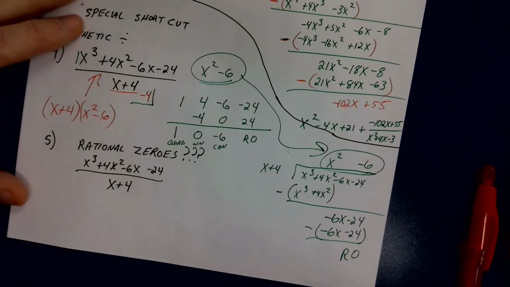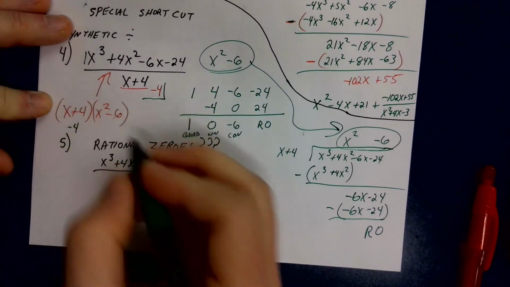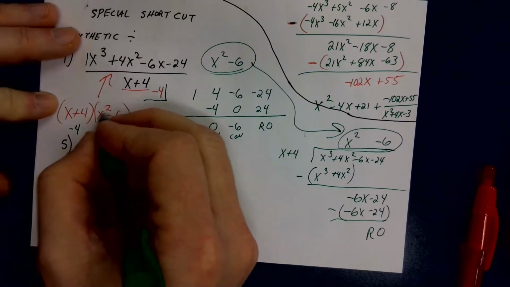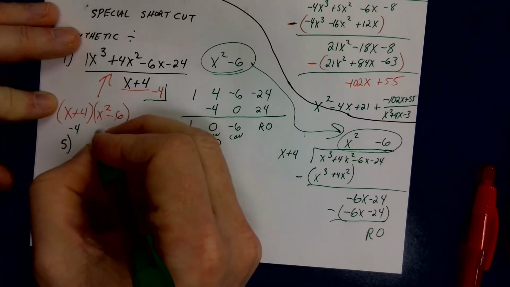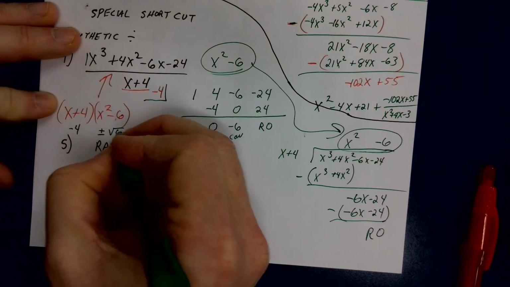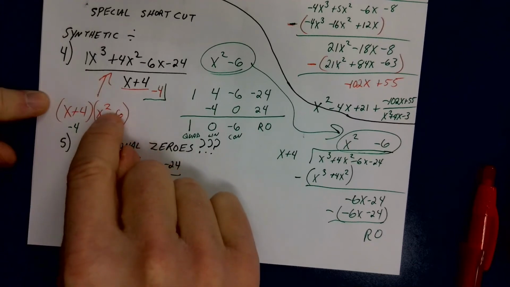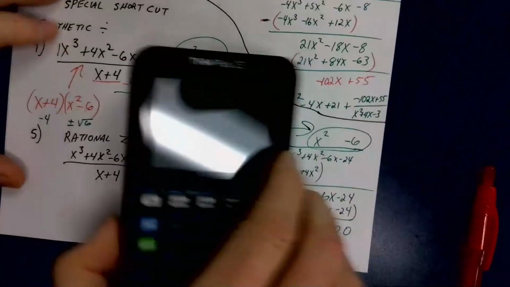What else does it tell us? Because it was a remainder of 0, that means negative 4 is where it crossed the x-axis. And if I'm solving this one for it, right, then it's also going to cross at plus and minus the square root of 6. Okay? Because again, if I move the 6 over and I square root it, that's plus and minus the square root of 6. So, watch.